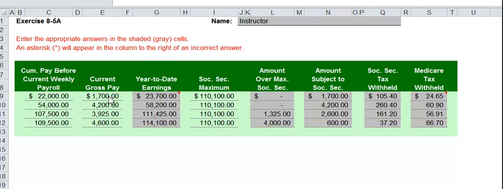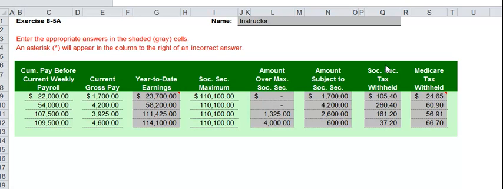So for example, in our first scenario, he has only earned $23,700. So he's not anywhere near the Social Security maximum, so there's no overage. So his whole paycheck is subject to Social Security taxes. So then we're going to calculate the actual taxes.